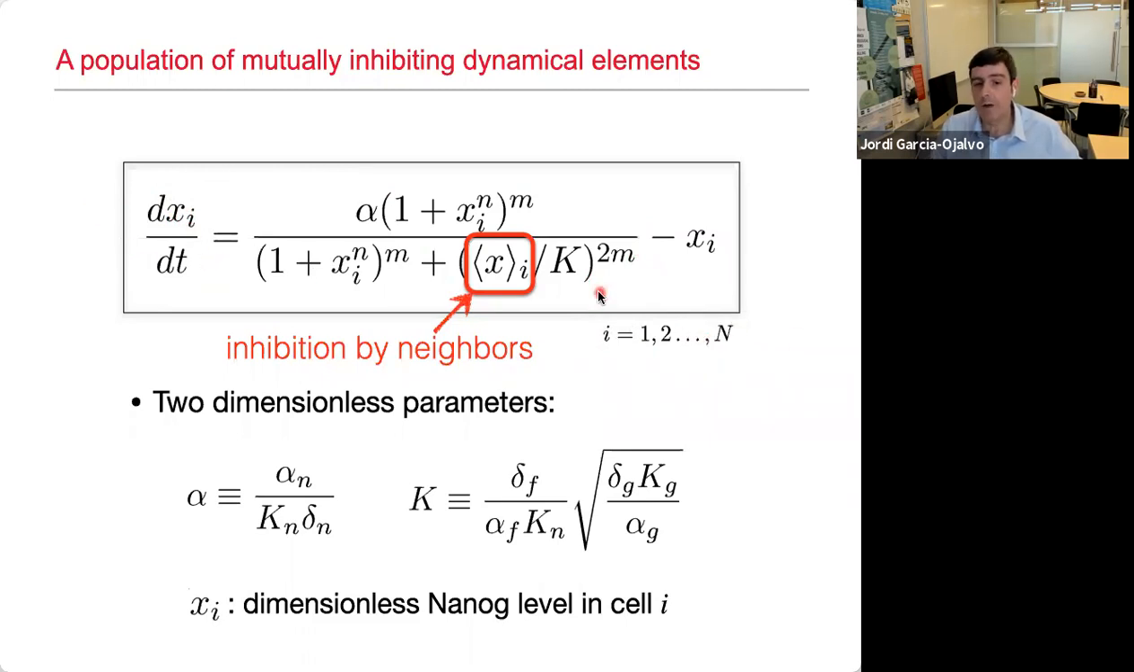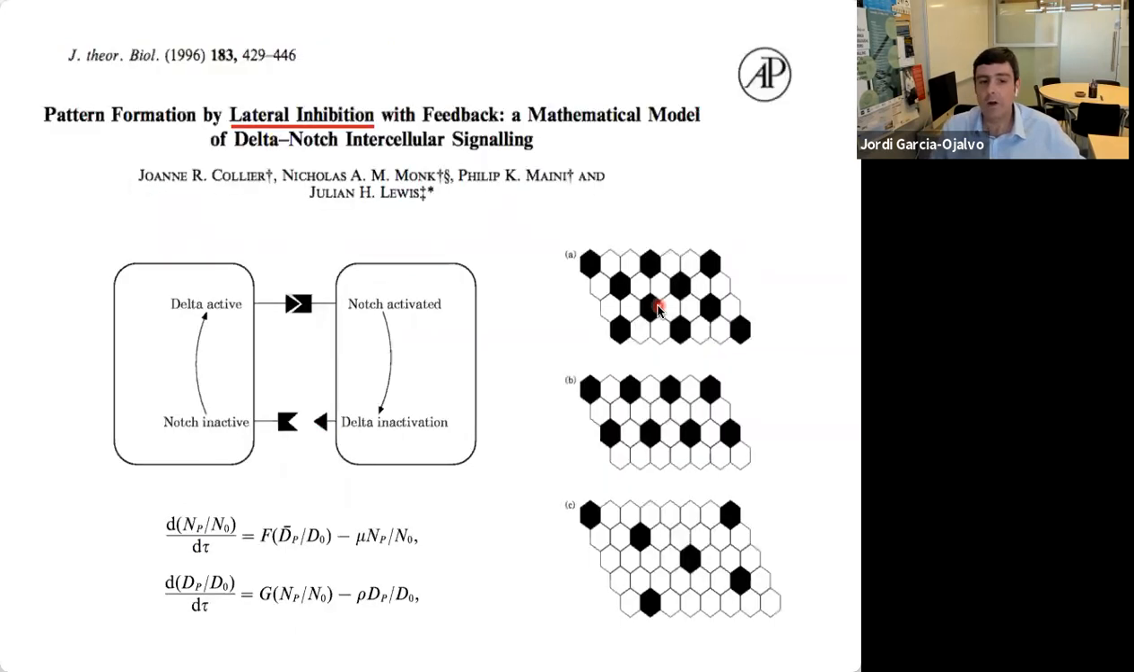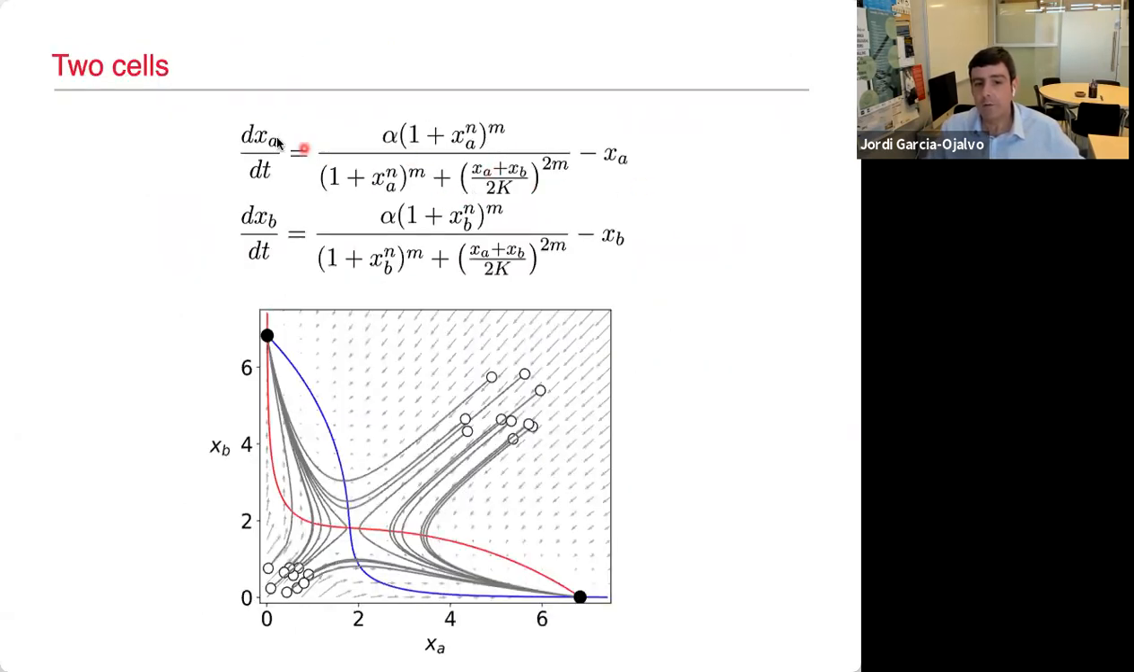And in fact, for simplification purposes, we could assume that we have only two cells, if you will, okay? If we had only two cells, then you would have one equation for cell A, one equation for cell B. And now we can analyze very easily the behavior of this model just by plotting the null lines of these equations in the phase plane.